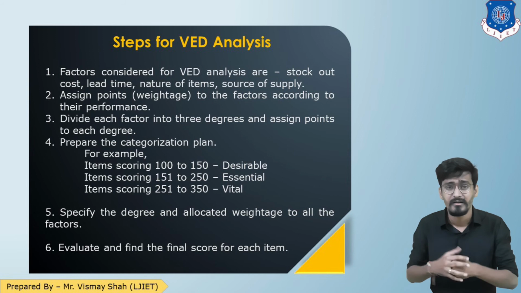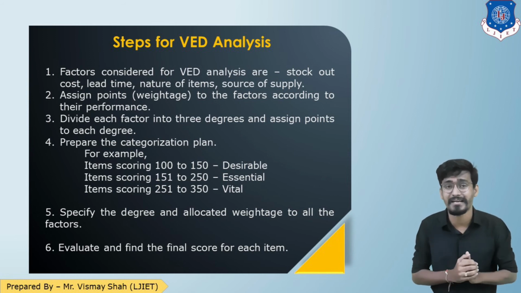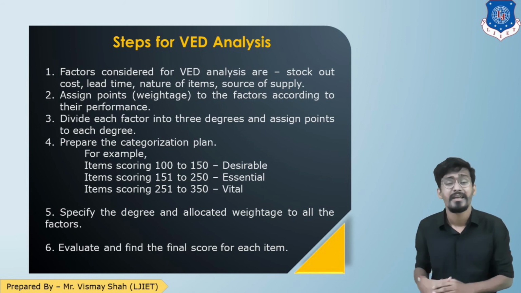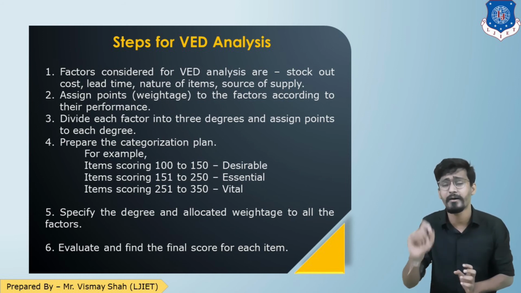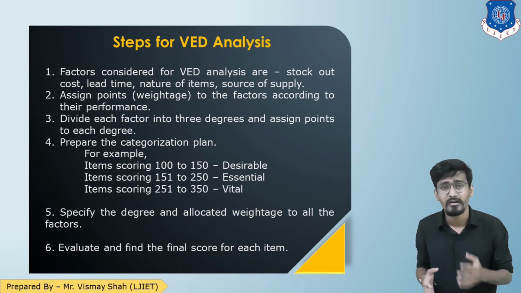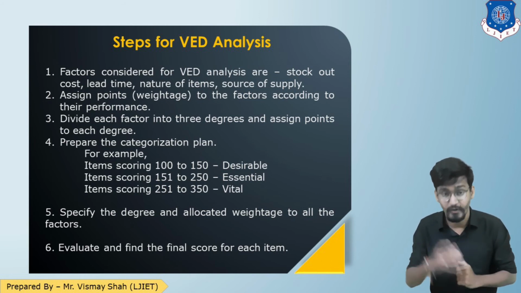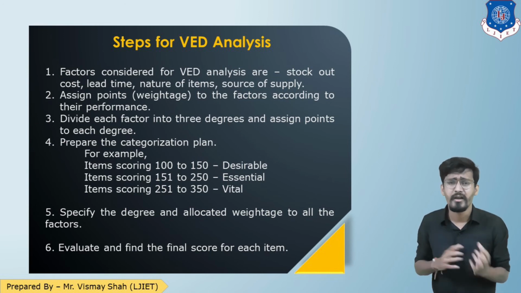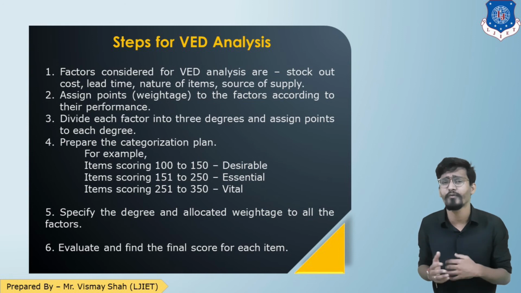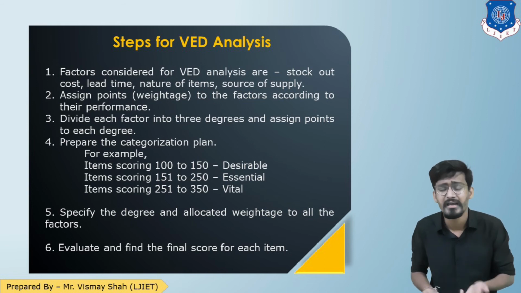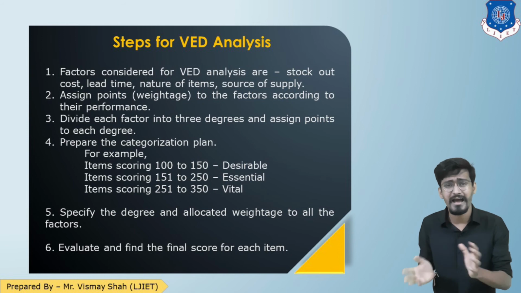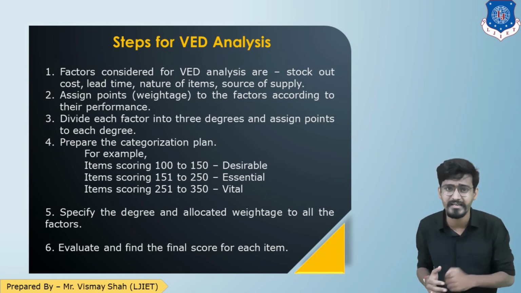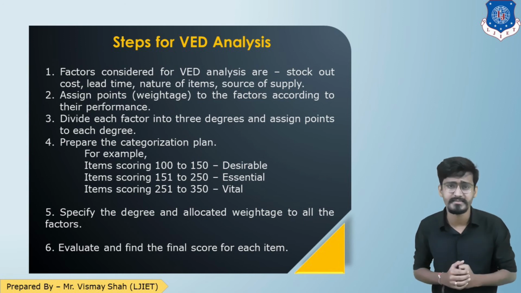Now assign the points to these categories and divide the material into first category, second category and third category. Then based on importance, assign the values to that, and then do the total of the points for each category. And based on the total grouping, like 100 to 150 desirable, 150 to 250 essential and greater than 250 vital. So you have a group, and based on that you have to classify into VED. Alright, so that is your VED system.